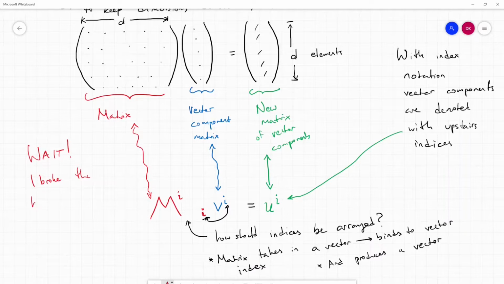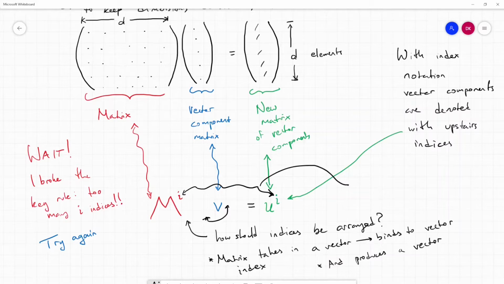And oh no, I seem to have made the cardinal mistake. I've written too many i indexes. So let's replace the i on the vector v with a k, and the corresponding contracted index on the matrix with a downstairs k. Now the remaining i indexes are free indexes, and they should match. Just like in any equation, the equation should balance.